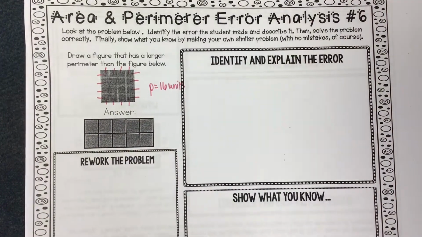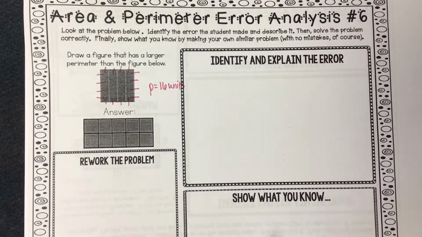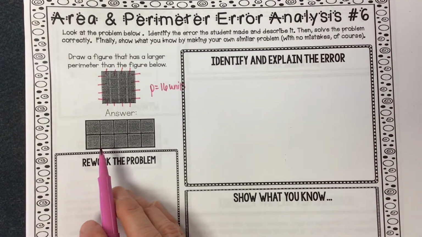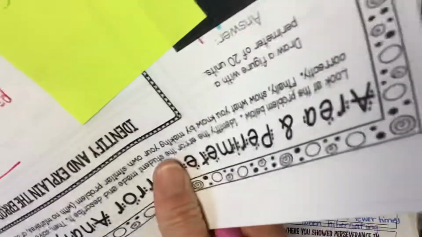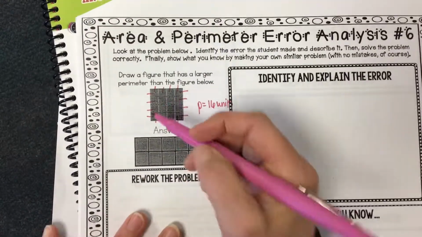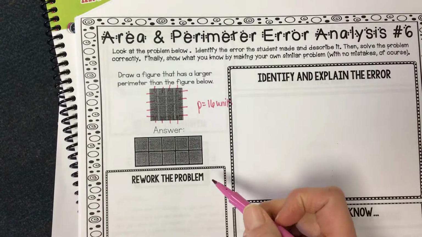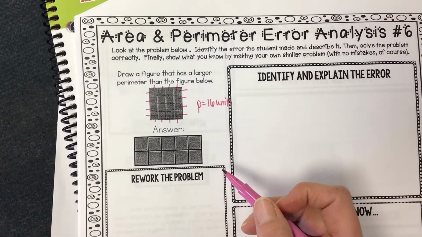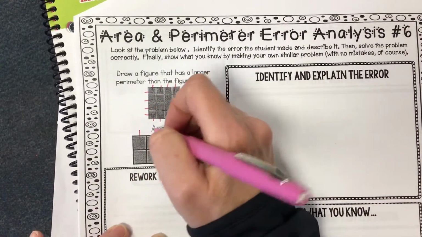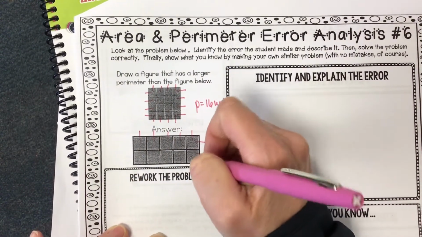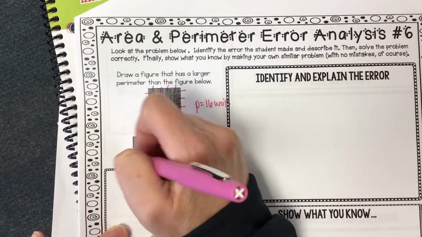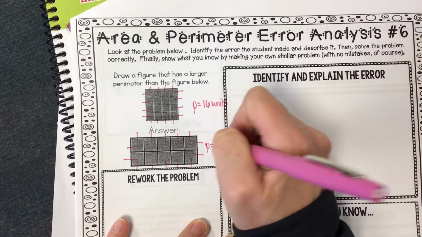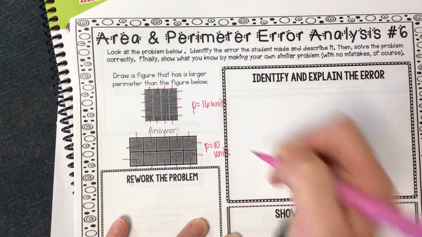Each side was how many units? 4. Okay, so then Nora, she had made this figure. What is the perimeter of the figure that Nora made? Brady? 1, 2, 3, 4, 5, 6, 7, 8, 9, 10, 11, 12, 13, 14. The perimeter of the shape that Nora made is 10 units.